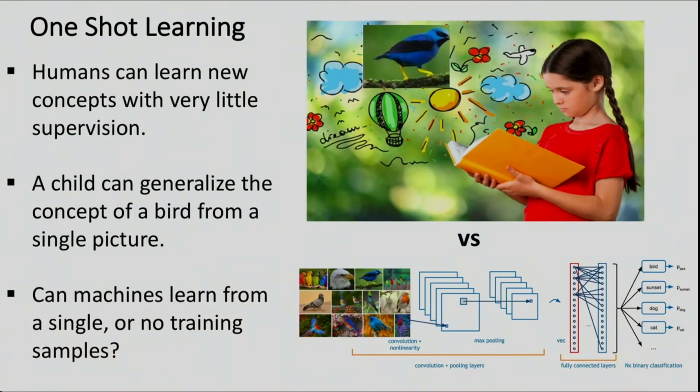One-shot learning. Now, this is an emerging area. I just wanted to expose it to you, get you thinking about this if you have some use cases that require this. Here's the idea behind one-shot learning. Humans can learn new concepts with very little supervision. A child looking at a picture book can select out a bird very quickly and learn that that's a bird with very few samples.